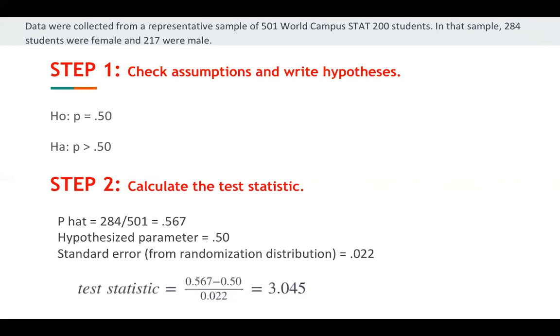So now we wrote our hypotheses, so we have to calculate our test statistic. So we can calculate p hat by taking 284, which is the number of female students in the sample, and dividing that by the total number of students in the sample, and we get 0.567 as our p hat. Then we use the hypothesized parameter and the standard error, which we got from the randomization distribution, to calculate our test statistic. So we take 0.567 and subtract 0.50, then divide that by 0.022, which is our standard error, and we get a test statistic of 3.045.